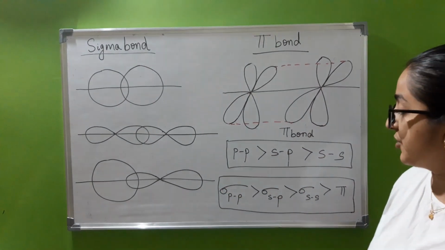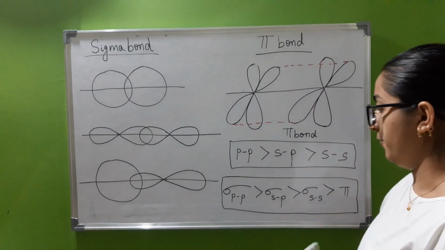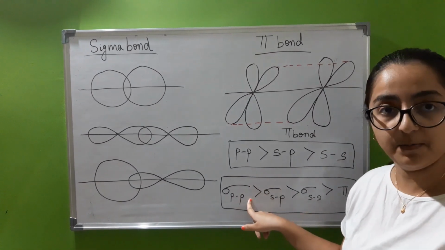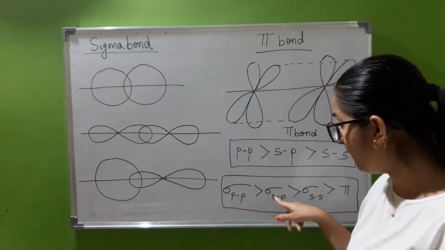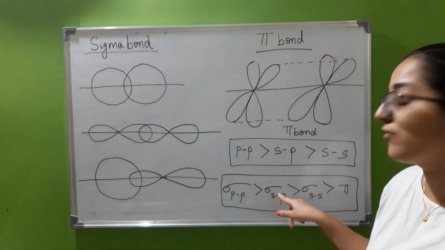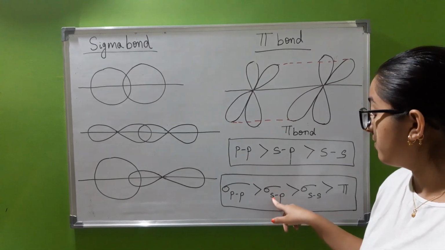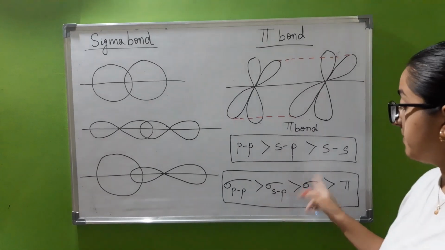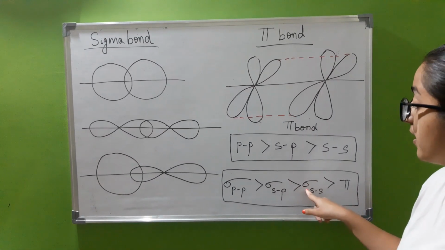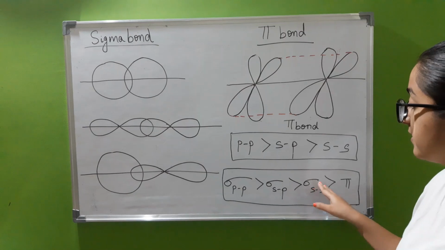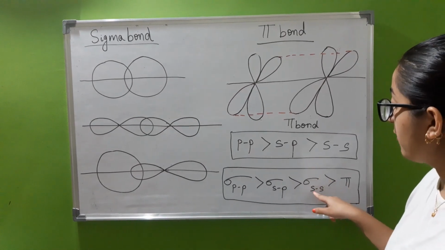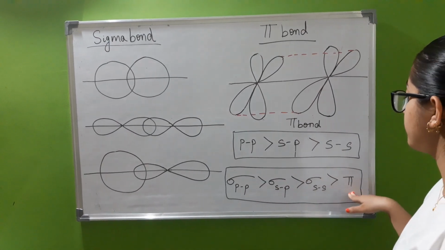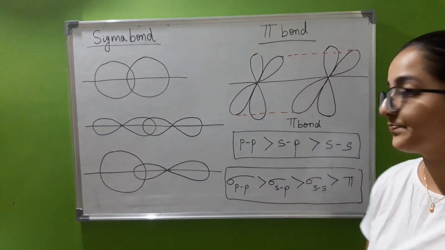Now, coming to the strength of the sigma and pi bond, the sigma bond formed by the overlapping of a p and p orbital is the strongest. When compared to the sigma bond formed by the overlapping of an s and p orbital, it is much stronger, and that is much stronger than the sigma bond formed by the overlapping of an s and s orbital, and thus the sigma bond is pretty much stronger than the pi bond.